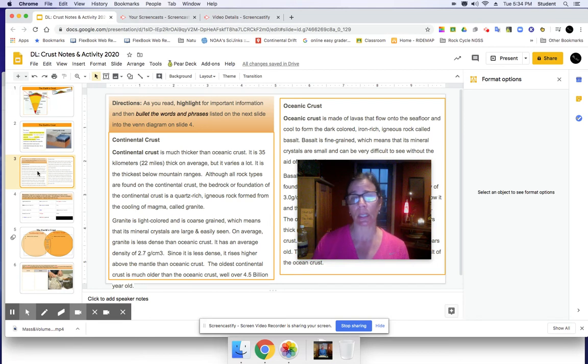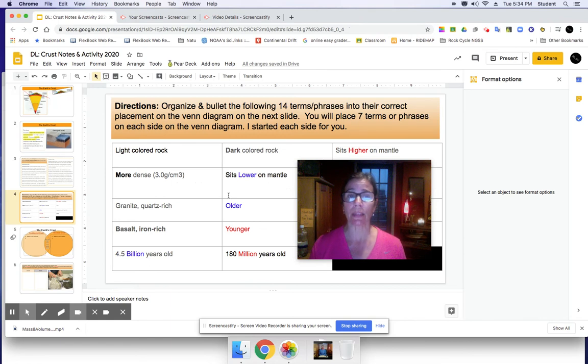I've loaded these text boxes with a lot of additional information that you would not have been given in your textbook. You're going to highlight for important information, and then when you get to slide number 4, you'll see that I have listed many different phrases and words on this slide. The directions read, organize and bullet the following 14 terms and phrases into their correct placement on the Venn diagram on the next slide. You will place 7 terms or phrases on each side of the Venn diagram, and I already started the Venn diagram for you.